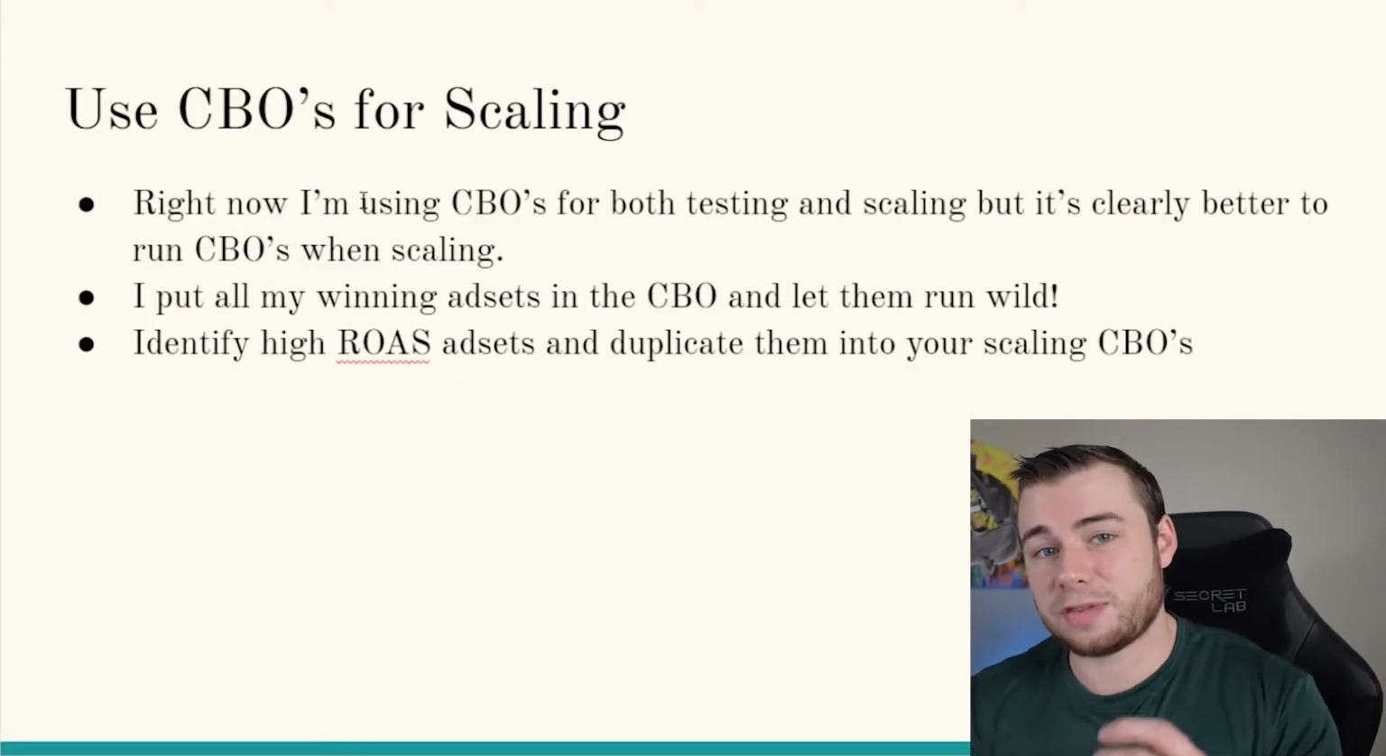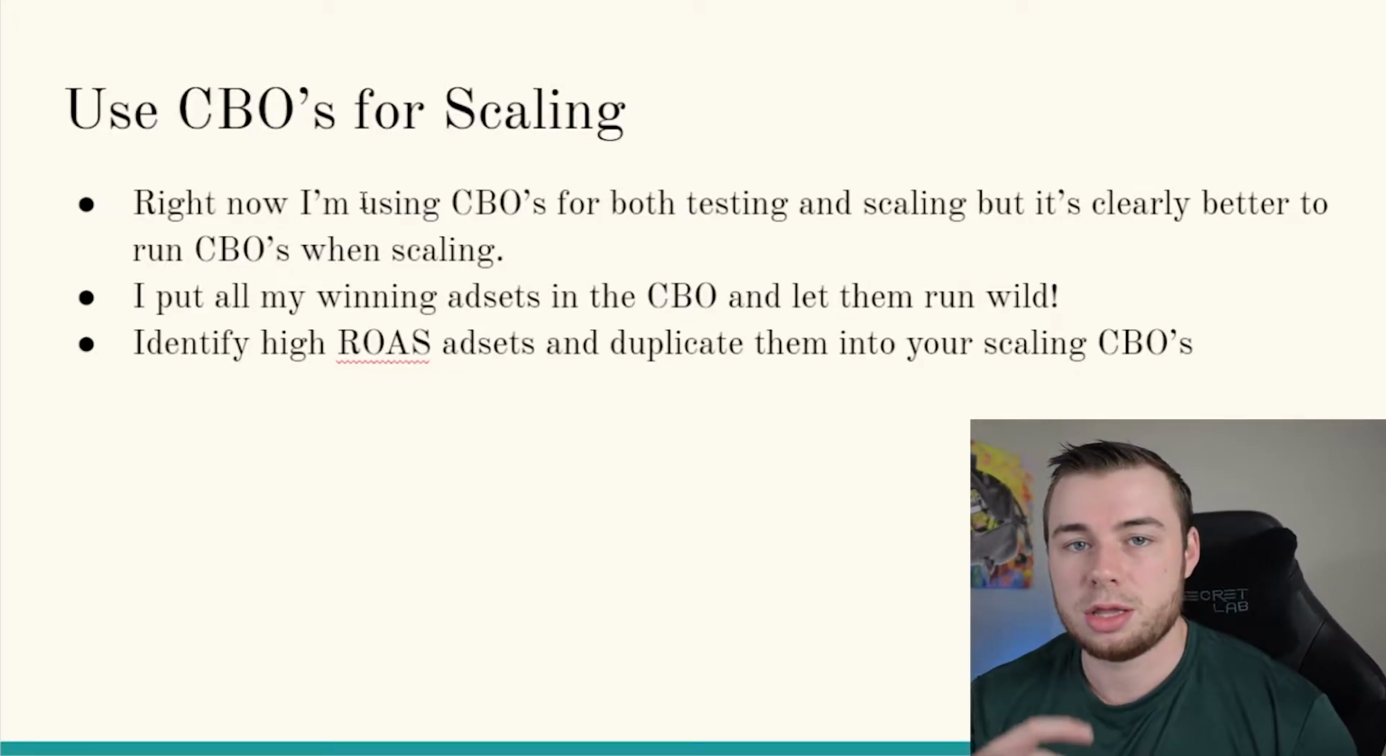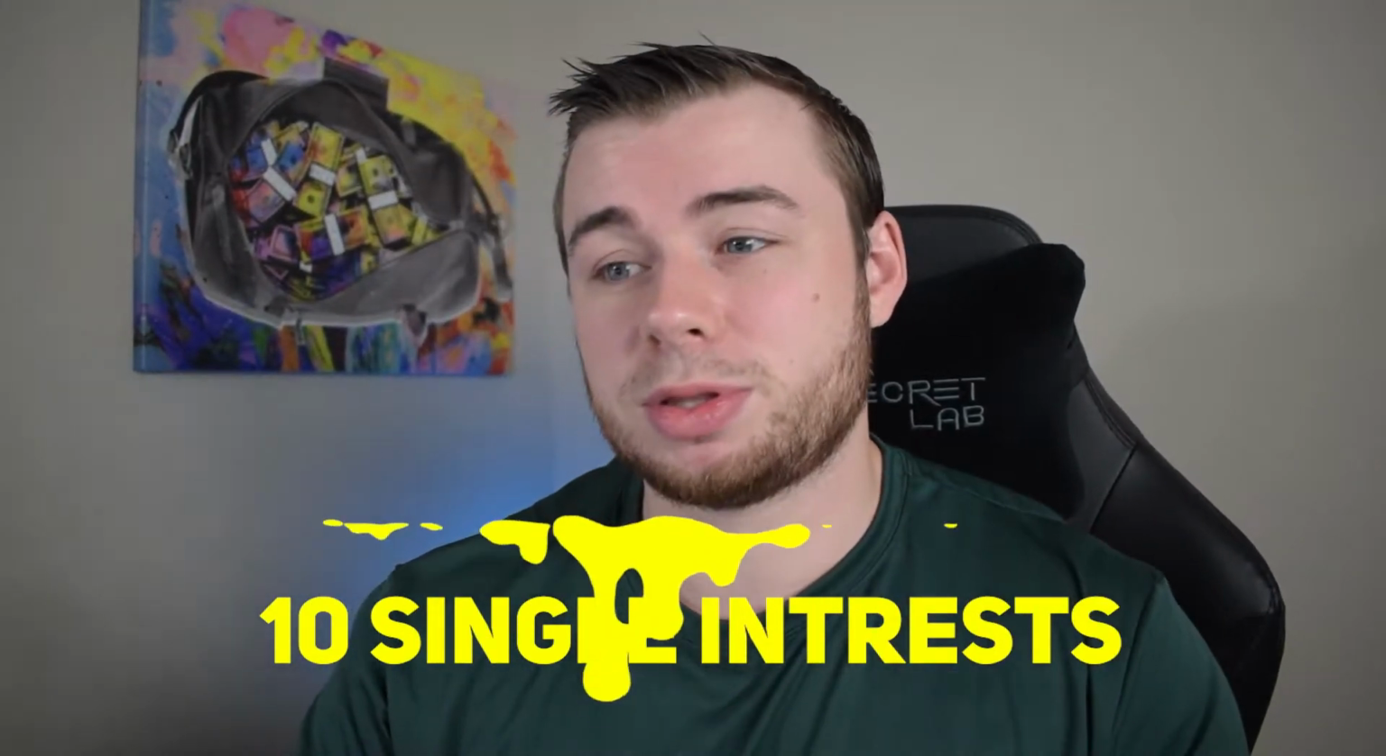Now, in order to use CBOs for scaling, what you need to do is identify your high ROAS ad sets and place those into your scaling CBOs. You can do this as many times as you'd like. Generally, we'll start out with at least 10 single interests that have been performing well and put those into a CBO at around $150 per day minimum.